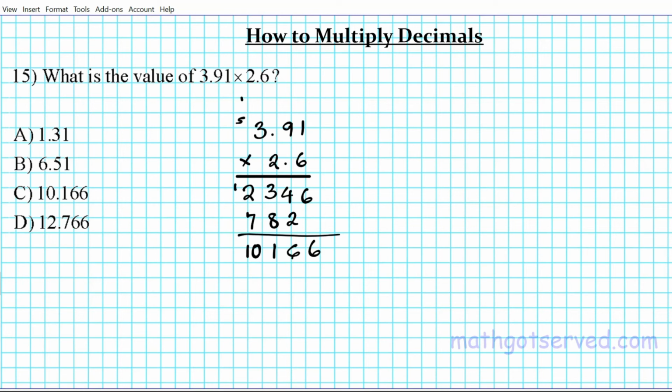All right, so where do we place our decimal point? You look at the factors you are multiplying and ask yourself, how many digits are there to the right of the decimal? We have 2 digits here, we have 1 digit here, okay? So 2 digits plus 1 digit is 3 digits. So you're going to count 3 digits to the left. 1, 2, 3, bam, that's exactly where you place your decimal point. So the answer is 10.166 as the answer to question number 15. So the answer to number 15 is option letter C.